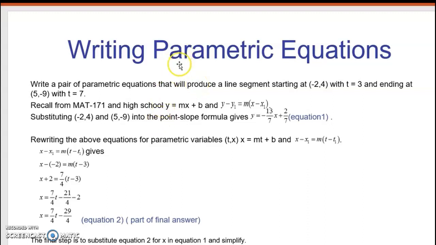Hello, class. We are finishing section 7.7, parametric equations. We will pick up with writing parametric equations.